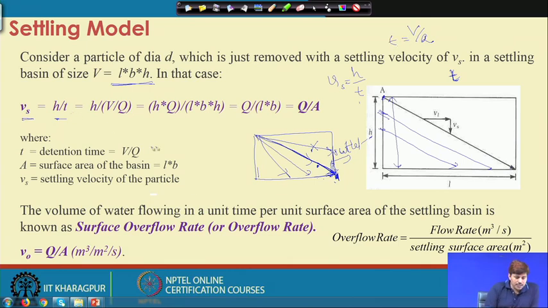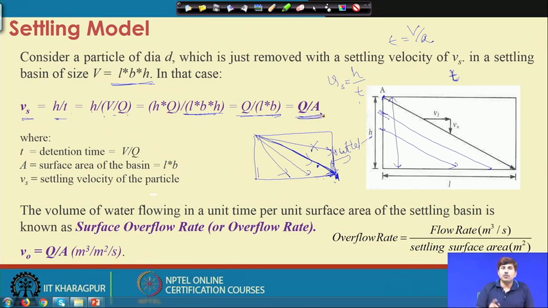Now, if we replace t with the detention time, it becomes h by V by Q, and V is your L B H, so Q goes up. That way we can solve this and we will get Q by L B, where length into width is actually the plan area of the tank. So, this eventually becomes Q by A, the plan area of the tank.